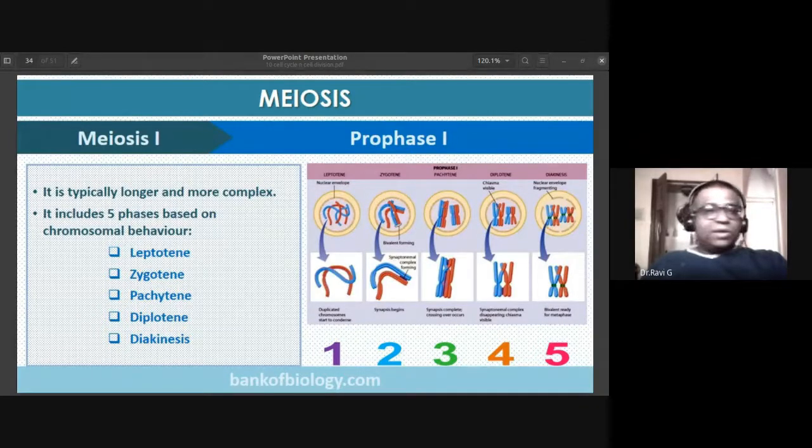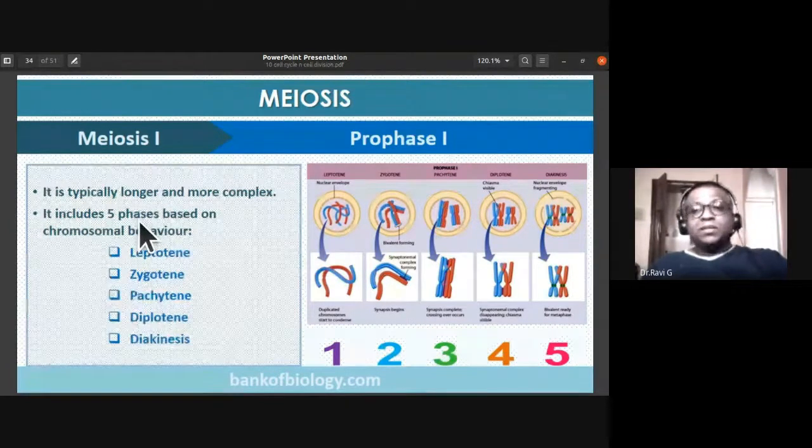Okay, so in today's class, we are going to discuss the prophase one of meiosis. Prophase one is typically longer and a more complex stage than other cell division. It is divided into various stages based on the chromosomal behavior. It has five phases: leptotene, zygotene, pachytene, diplotene, and diakinesis. You can remember it by the mnemonic LZPD square. So the various stages are leptotene, zygotene, pachytene, diplotene, and diakinesis.